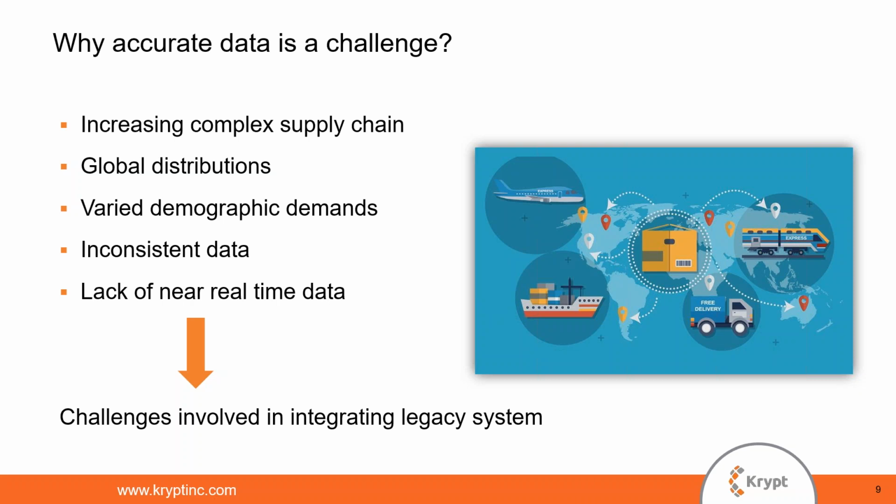Then why is accurate data a challenge? Let us address some of the key issues for a supply chain. In order to be cost effective and competitive, manufacturing operations are relocating to countries which offer low labor cost, favorable taxes, and government policies. Along with production, the procurement, distribution network and a lot of other processes also go global, which results in increasingly complex supply chains, global distributions, varied demographic demands, inconsistent data, and lack of near real-time data, which in turn creates challenges in integrating legacy systems or any third-party system into a single platform to carry out your supply chain planning.